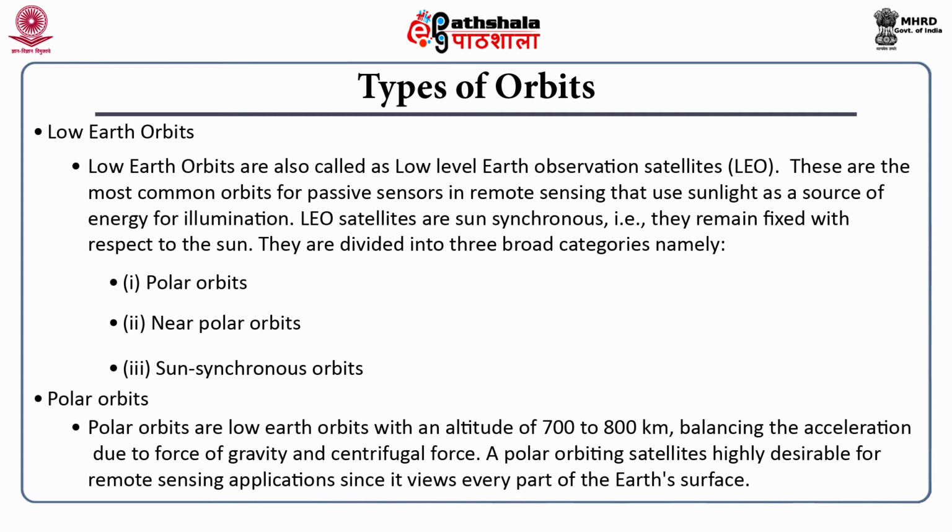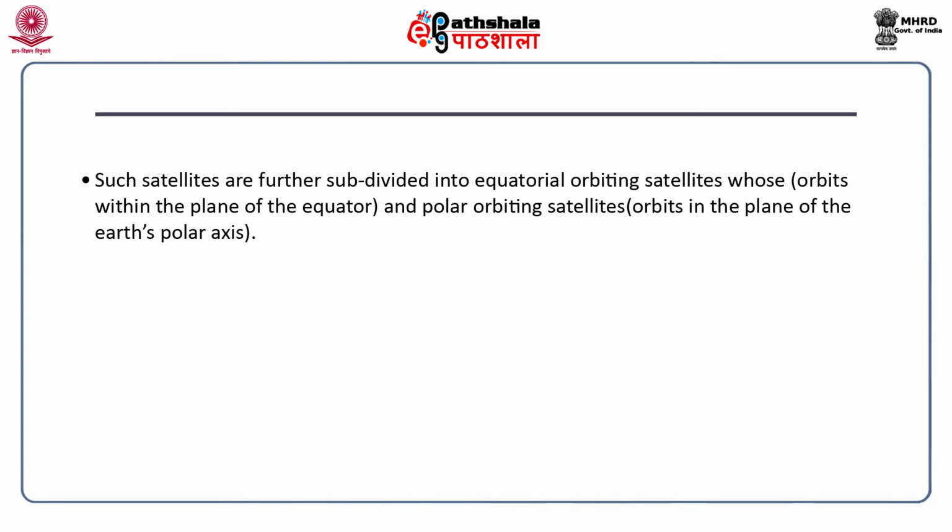The polar orbits are low earth orbits with an altitude of 700 to 800 kilometers, balancing the acceleration due to force of gravity and the centrifugal force. A polar orbiting satellite is highly desirable for remote sensing applications since it views every part of the earth's surface. Such satellites are further subdivided into equatorial orbit satellites, whose orbits are within the plane of the equator, and polar orbiting satellites, whose orbits are in the plane of the earth's polar axis.